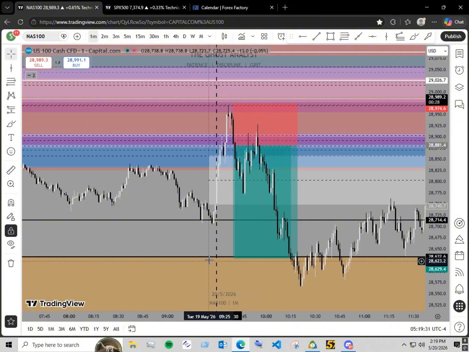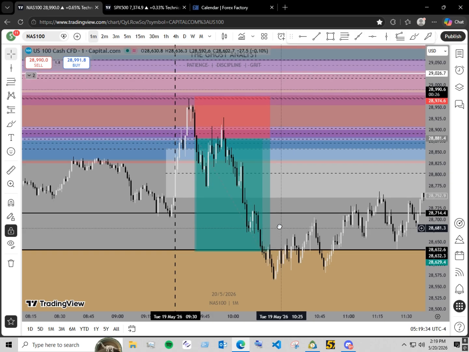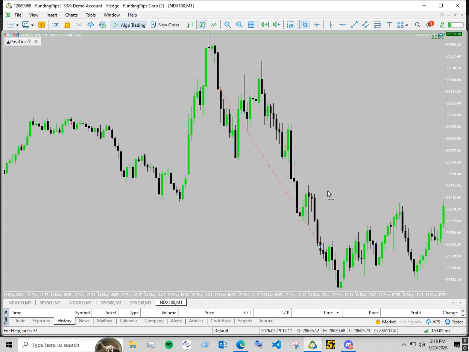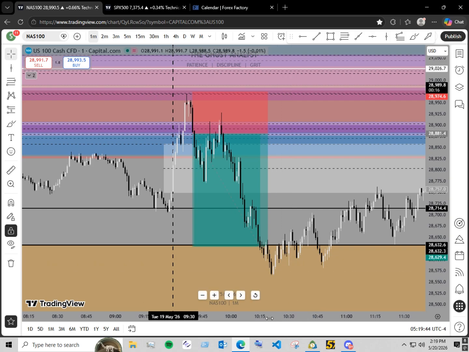So it was such a beautiful and a textbook trade. Now I can show you the proof for it. This is the trade that I caught on my Funding Pips account. So yeah, that's it. This is a highly technical trade. This is not a psychological or an over trade or a revenge trade. I patiently waited for this and it delivered.